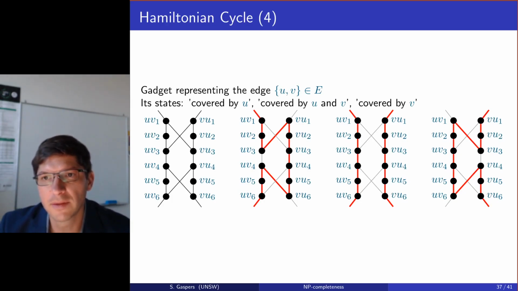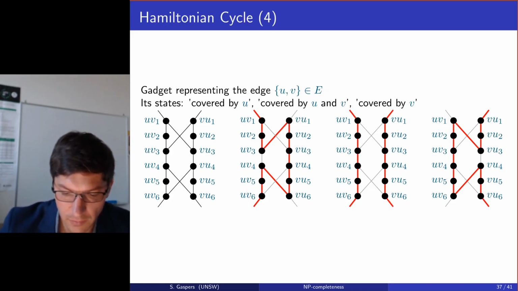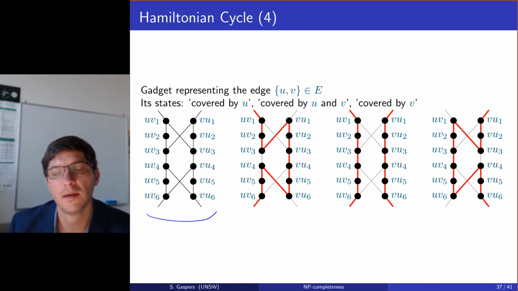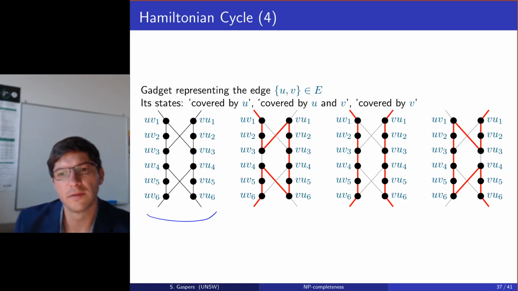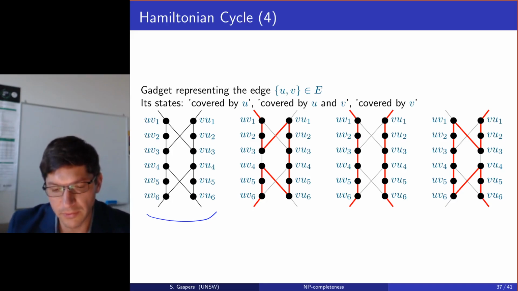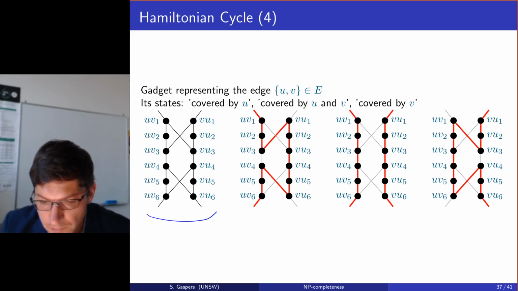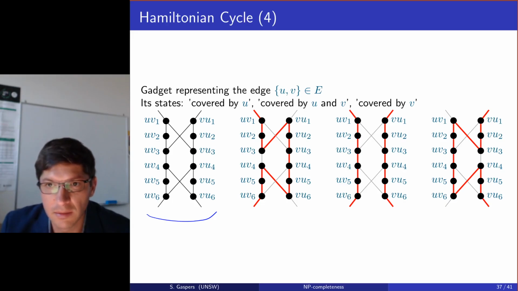So we have an edge UV in the graph G, and now we want to translate this into a gadget in the graph G prime. On the left here is our gadget. These gadgets will be attached to the selector vertices and also to each other. One of these now corresponds to the edge UV. Basically, the edge UV needs to be covered either by adding U to the vertex cover, or by adding V to the vertex cover, or by adding both.